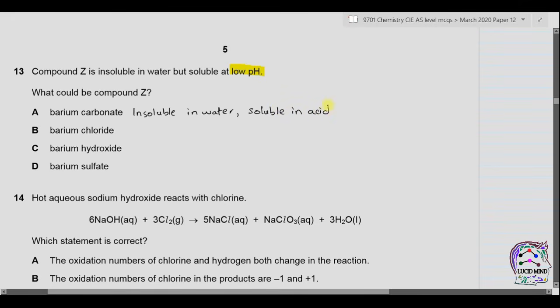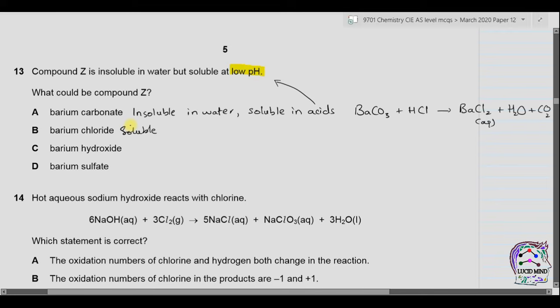Acids basically means low pH. For example, if barium carbonate is dissolved in hydrochloric acid, it forms barium chloride plus water plus carbon dioxide, and barium chloride is water soluble. B part is barium chloride. Yes, it is soluble in water.